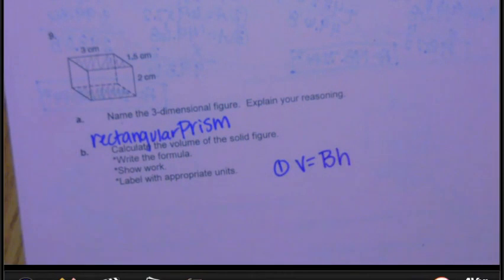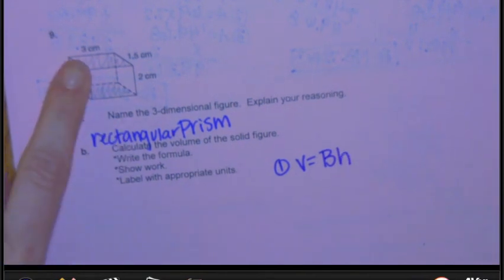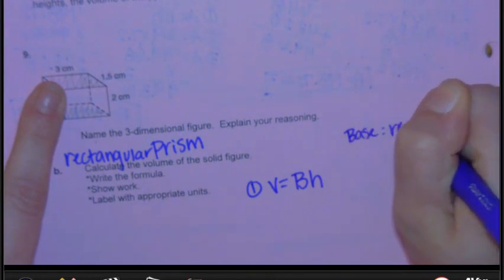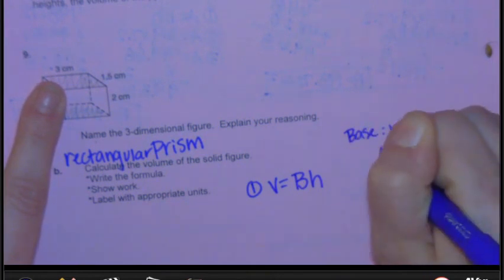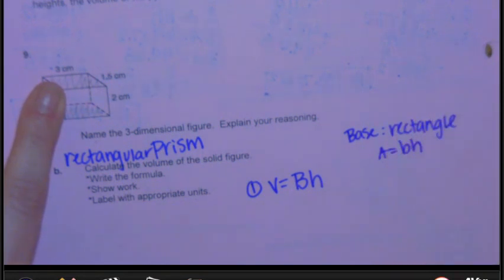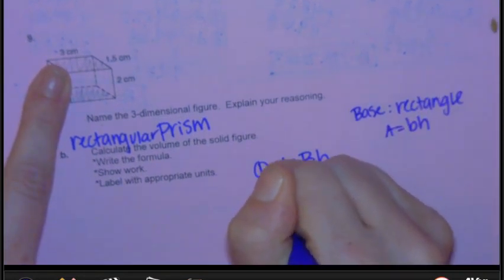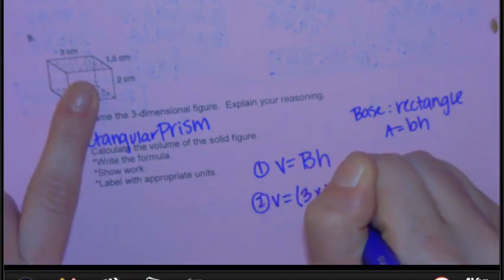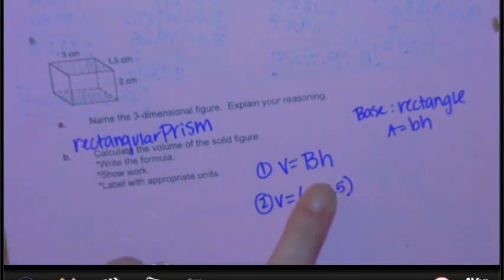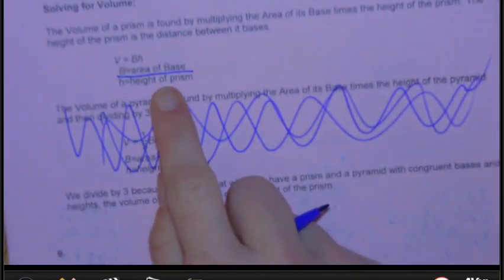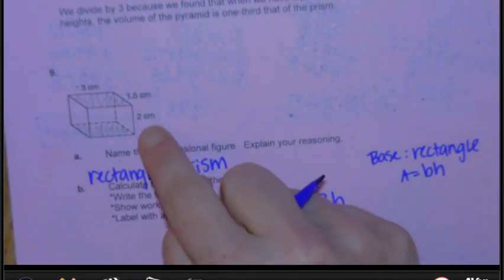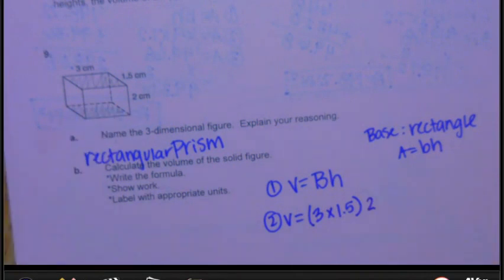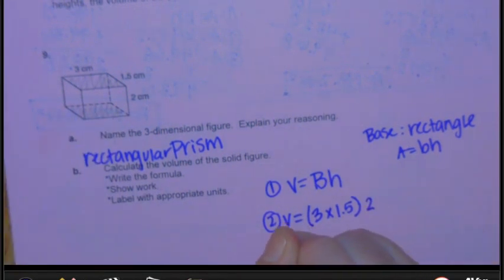capital B times H. Well, the shape of my base is a rectangle, and to find the area of that, area is equal to base times the height. So I'm going to have V is equal to, well, the base is 3. The height of my base is 5. Now, the height is not just the normal height. It's the height of my prism. So the height of my prism is the distance between my two bases, and the distance between my two bases is 2. So it's going to be times 2.